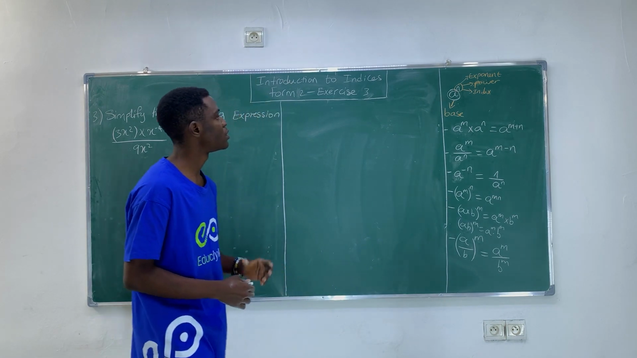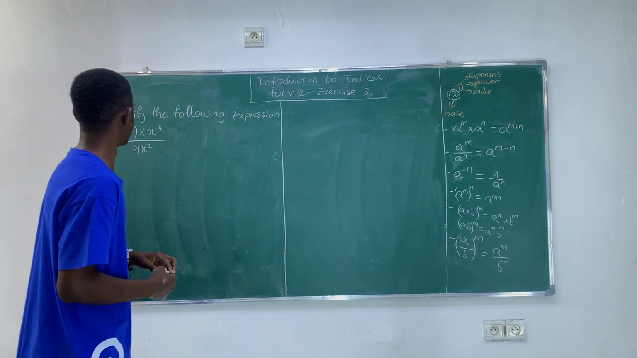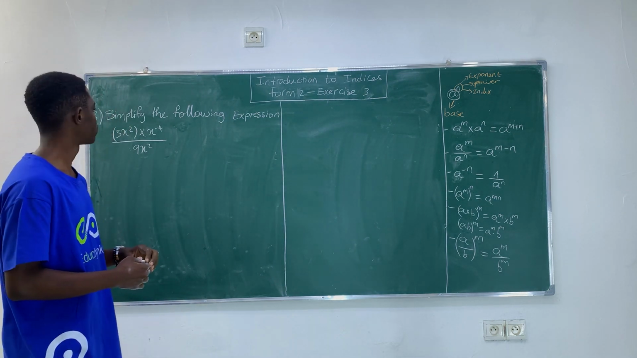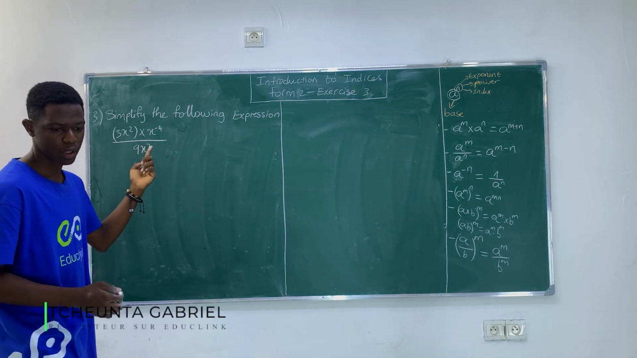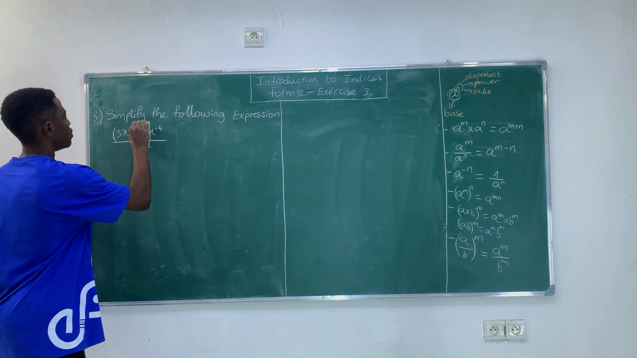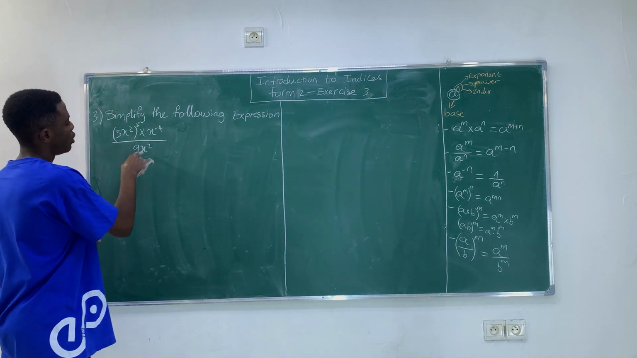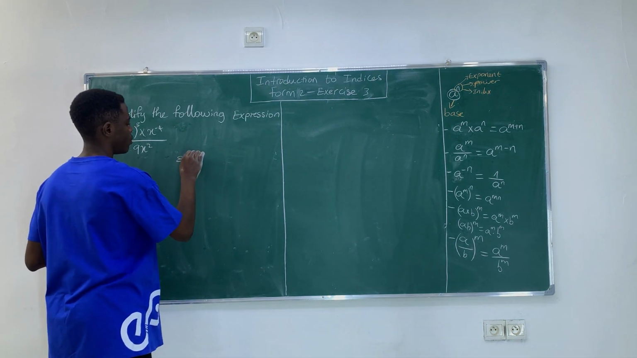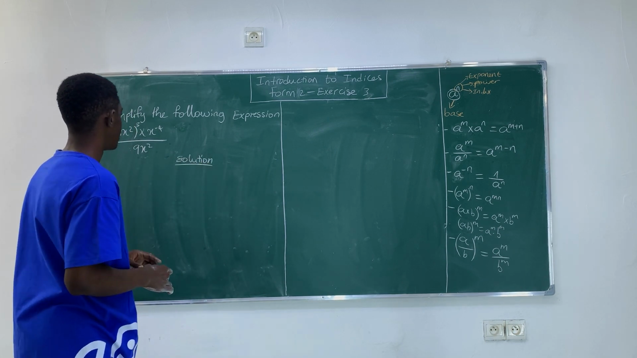So now we are solving the third exercise under the topic of Introduction to Indices. The exercise goes: simplify the following expression. We have 3x squared all cubed times x to the power negative 4, all over 9x squared. The solution.